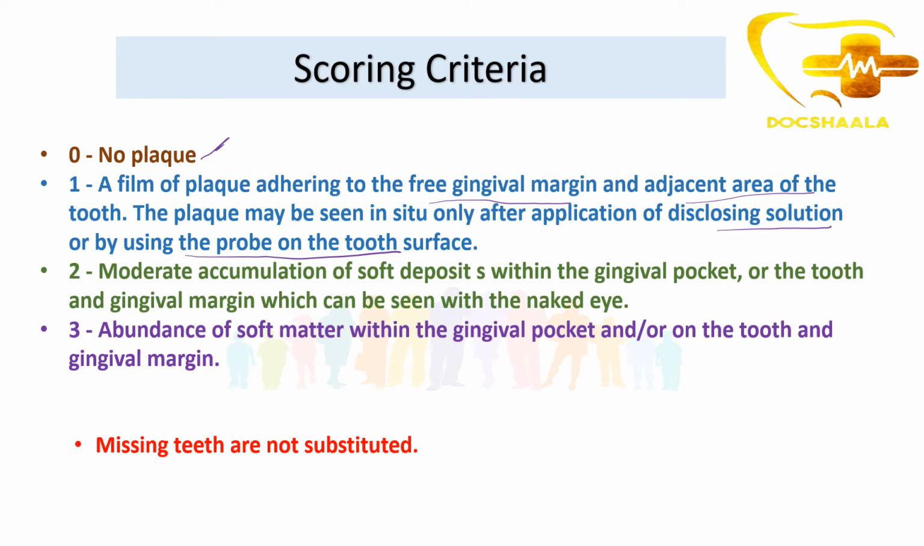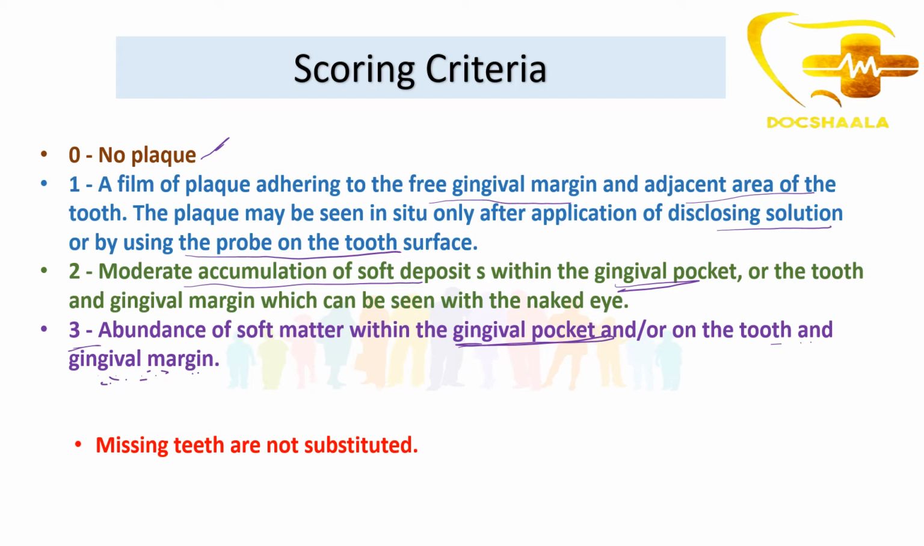Then we give score 2 when there is moderate accumulation of soft deposits within the gingival pocket, or on the tooth and the gingival margin, which can be seen with the naked eye. So we give 2 when we can see the plaque accumulation with the naked eye. Then we give score 3 when there is an abundance of soft matter within the gingival pocket or on the tooth surface and the gingival margin. Everything we observe is only on the gingival third. We don't go beyond that.